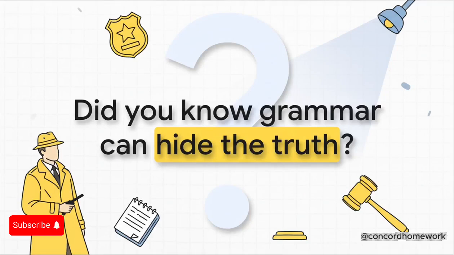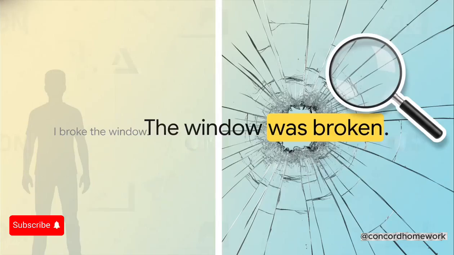Just picture this, a classic interrogation scene. You've got the suspect under the spotlight, accused of a crime. They don't confess, oh no. Instead, they pull out this super sneaky grammatical defense. And there it is, our first piece of evidence. The suspect doesn't say, I broke the window. Nope. They say, the window was broken.